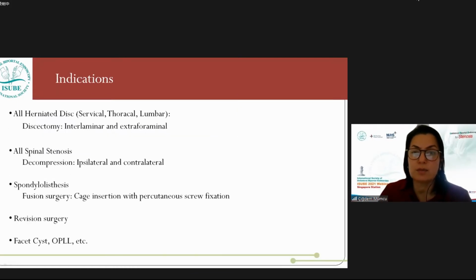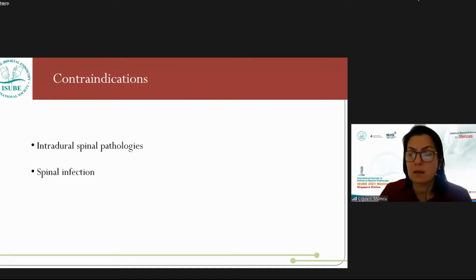UBE has a wide range of indications. All kinds of degenerative spine disease, such as herniated disc, spinal stenosis, fusion surgery, revision surgery, facet cyst, and so on can be treated by UBE. For the moment, we cannot operate on intradural pathologies and spinal infection by UBE. However, in the near future, we expect to achieve this.